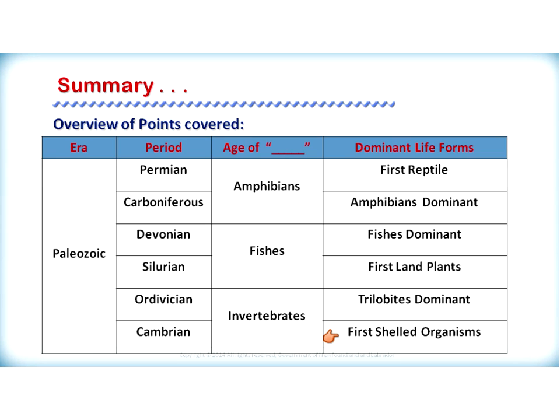So in the Cambrian period, we see our first shelled organisms, which are our true first fossils with hard parts. In the Ordovician period, we see trilobites dominant. In the Silurian, we see our first land plants. In the Devonian, we see fishes dominating the oceans. In the Carboniferous, we see the amphibians starting to dominate and move on to land.